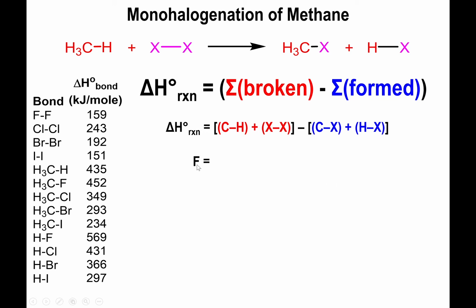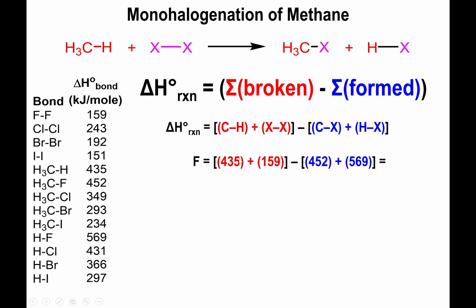So in the case where X is fluorine, notice that the F-F bond is 159, so we're going to have that input in there. Now the C-H bond is going to be a constant in what I'm about to do. The C-H bond, as you can see in the table, for methane is 435, so that's what we're having here. The C-X bond that we're forming, in this case X being fluorine, is going to be methyl fluoride, which is 452, so we're going to input that in there. And H-X, which is hydrogen fluoride, is 569, so those are the values that we have input in here.